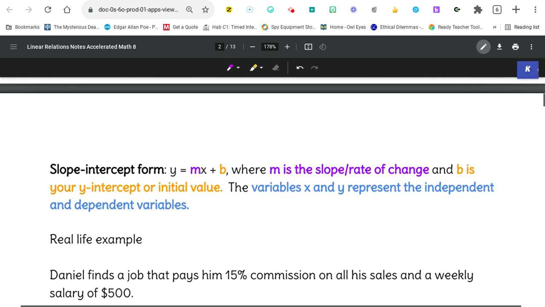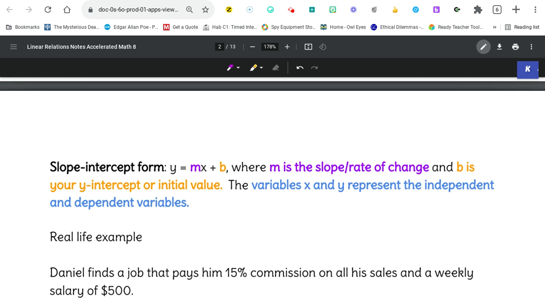Okay? Let's take a look at the other way you can have a linear equation, the other form you can have a linear equation written in. So it can be written in what we call slope-intercept form, which is y equals mx plus b. Okay? So I'm going to tell you what each of these letters represent again.